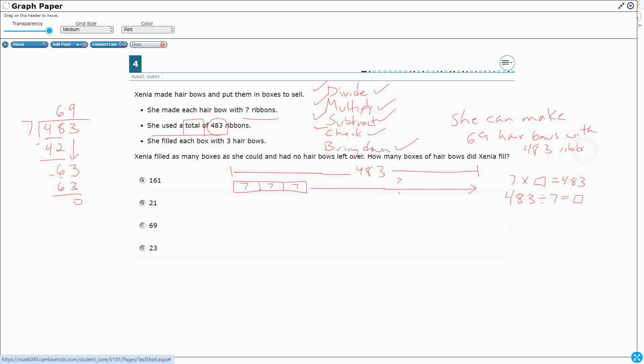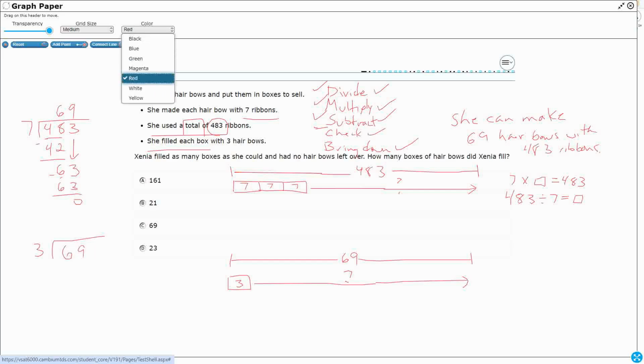Now we've got another step we got to deal with. She's got 69 hair bows. Each box is filled with 3 hair bows. So now I'm going to make a new strip diagram. I've got my new total, 69 hair bows. And then I've got boxes of 3. 3, 6, 9, 12. The question is, how many 3s can I get out of 69? We're going to have to do long division again.